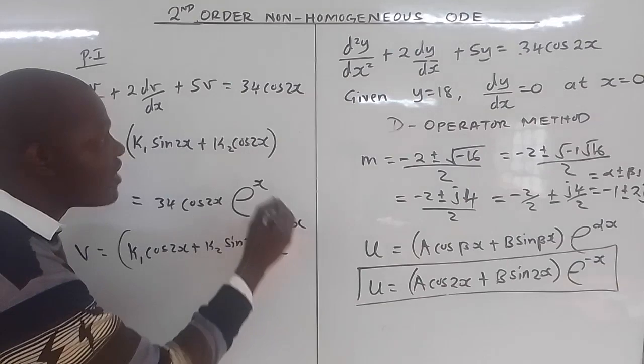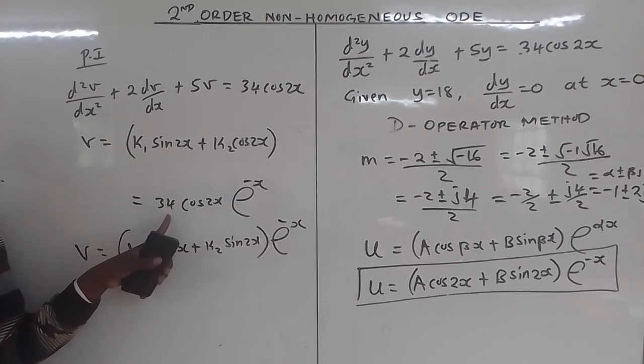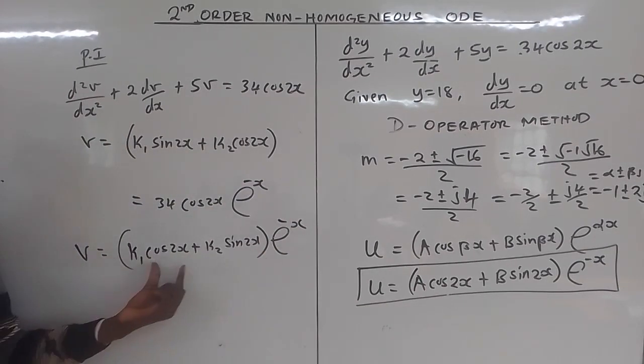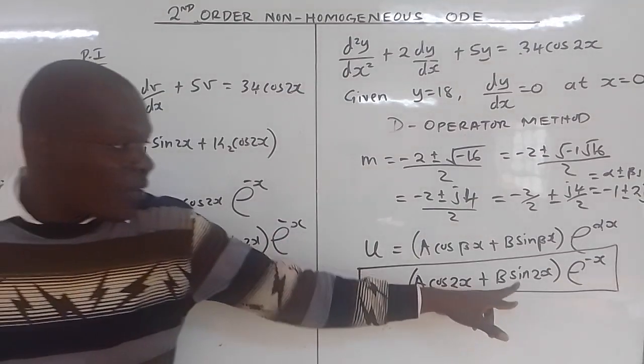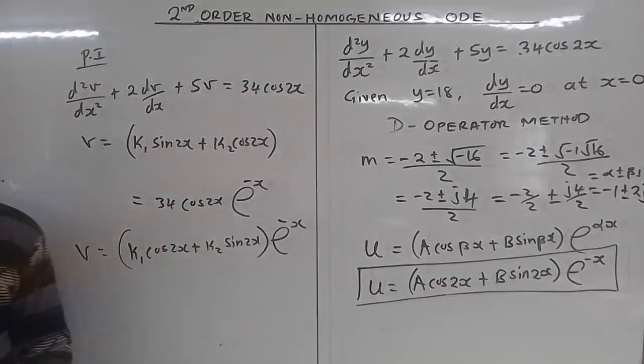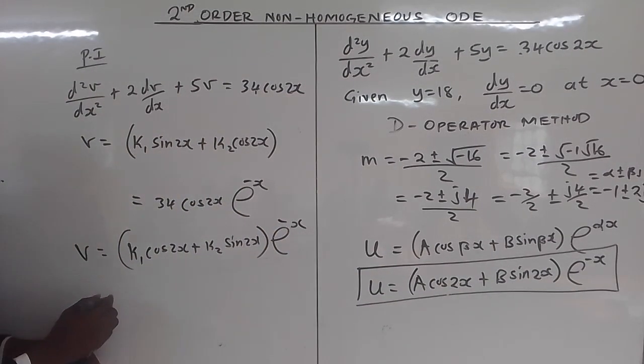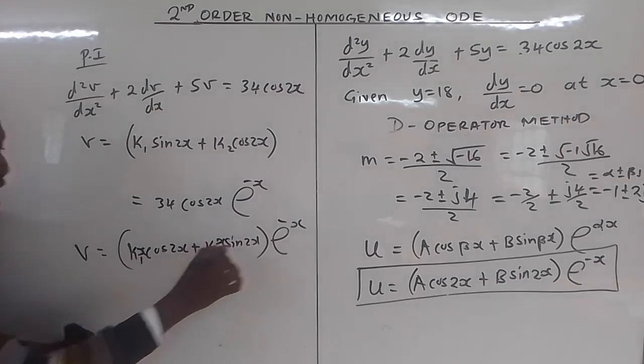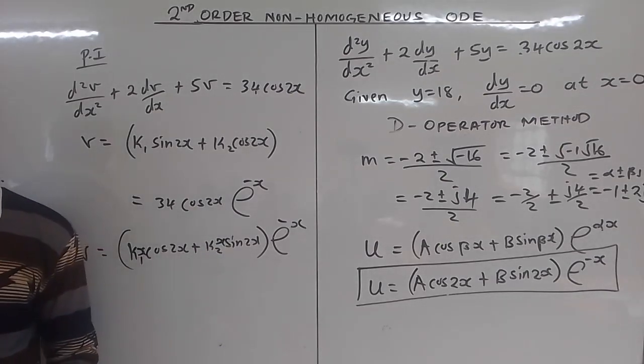Let's say this was negative in the function, isn't it? Then you check, is cos 2x exponential negative x in the complementary function? Yes, it is there. Are you seeing that? Then what do you do? You add x to them. Are you getting the argument? Yes.